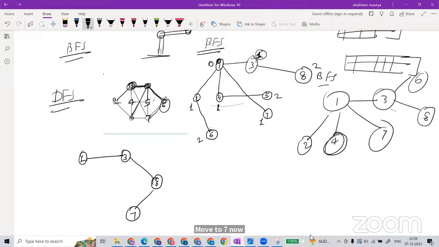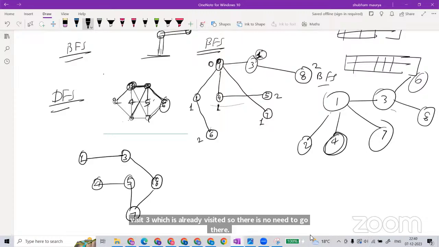From 7 I can visit 5 or 6, any one of them. So let's move to 5. Once I move to 5, from 5 I can visit 3, which is already visited, so there is no need to go there. I can visit 4. Yes. So let's move to 4.